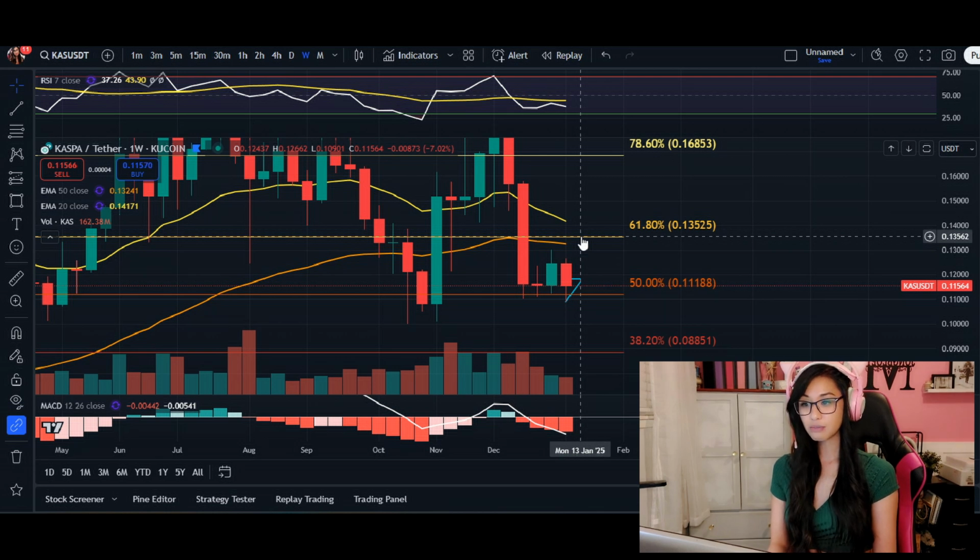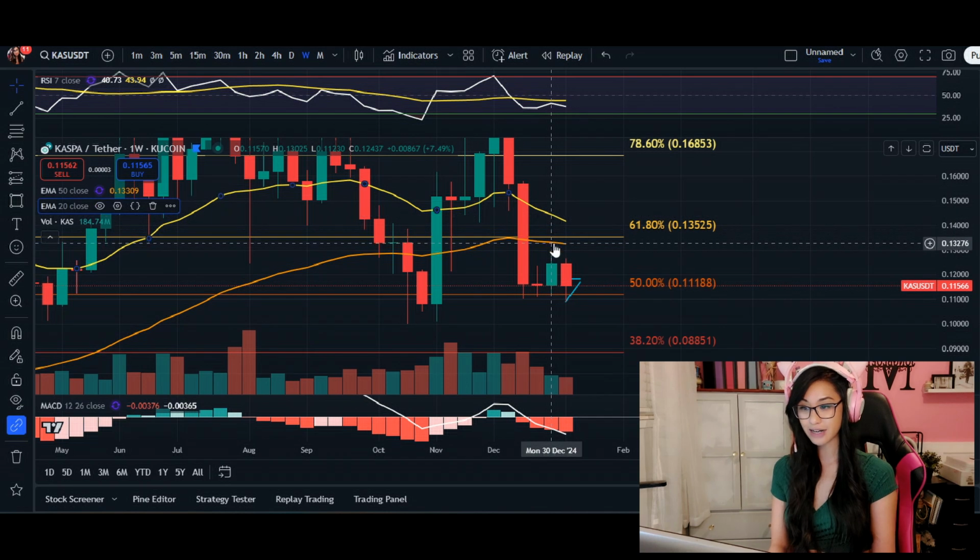Now, taking a look at our moving averages, these are acting as dynamic resistance areas, and in order to continue a larger uptrend pace here, we do need to close above these moving averages.